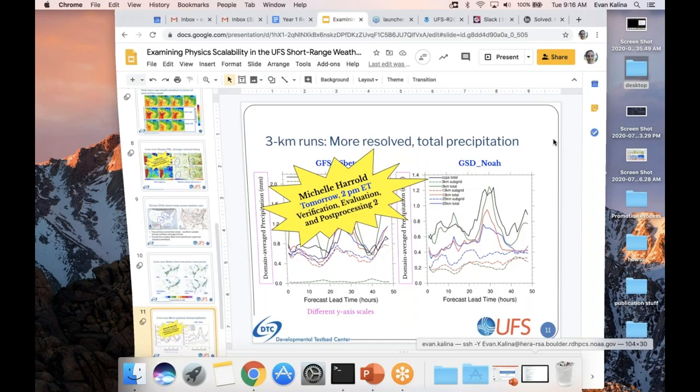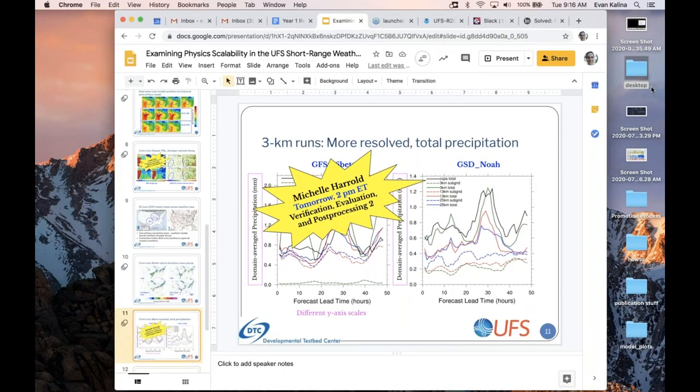Our next presentation is from Jian-Wen Bao, and the topic is theoretical basis for stochastic uncertainty representation in the UFS.